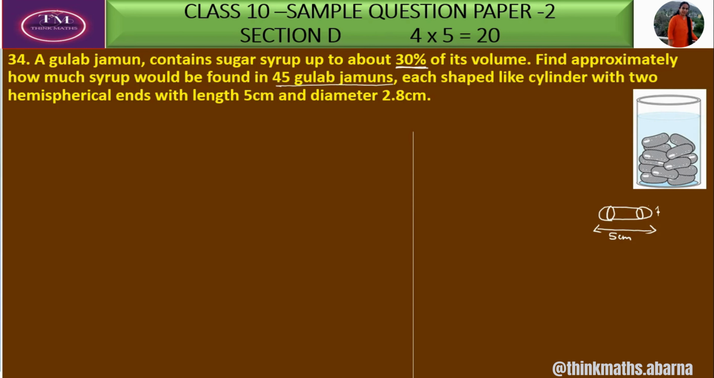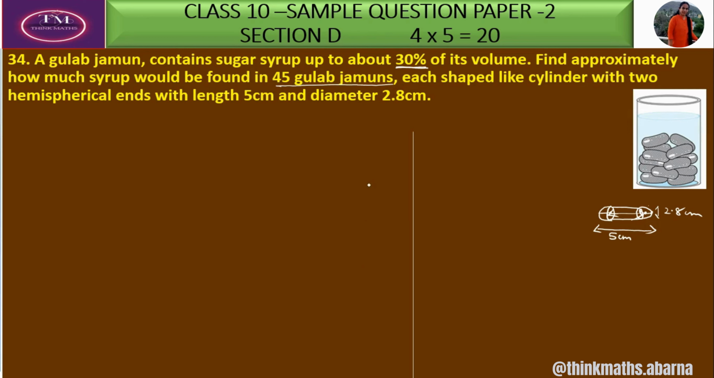2.8 centimeter. Now we have to find out the radius of the cylinder, the radius of the hemisphere and the height of the cylinder. In the same way as the previous problem, the height of the cylinder will be found from the radius of the hemisphere. From the total length, if we take out the radius of the hemisphere on both sides, we will get the height of the cylinder.